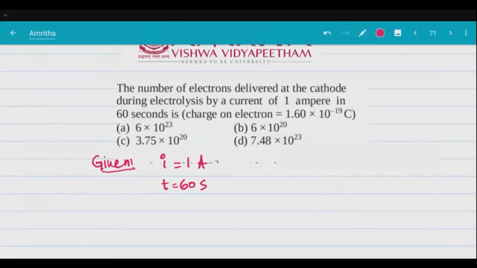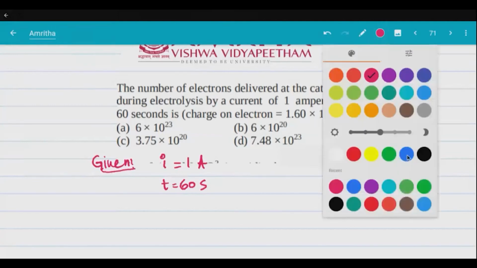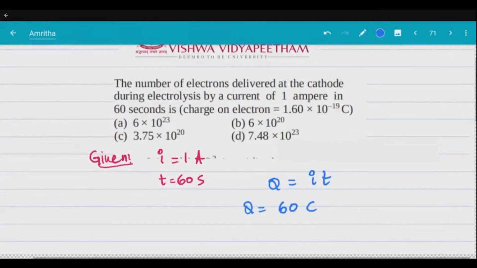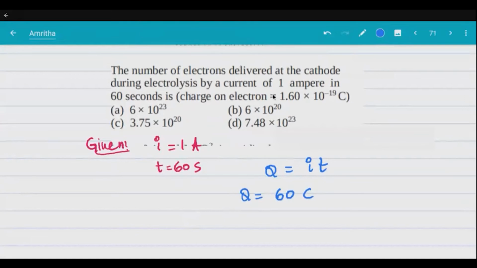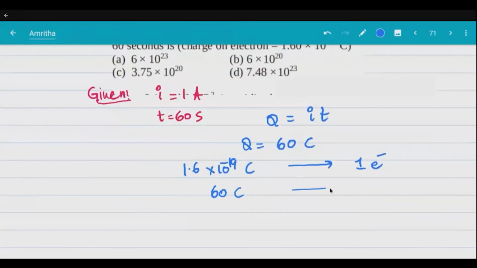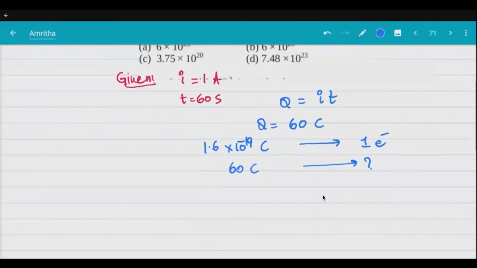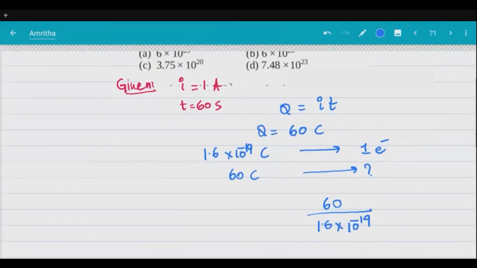I think very simple, right? Number of electrons they are asking, and what we know about this, Q is equal to I into T. So this will give us charge, right? So Q is equal to IT, and this is 60 coulombs. But what we know here, one electron charge is given, right? So 1.6 into 10 power minus 19 coulomb is 1 electron. But 60 coulomb is how many electrons? That is what the question is, right? Exactly. So 60 by 1.6 into 10 power minus 19. So what is the answer for this?